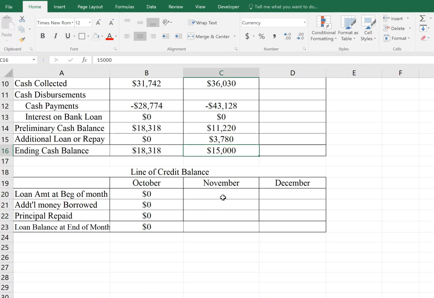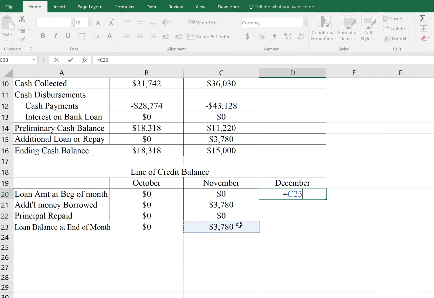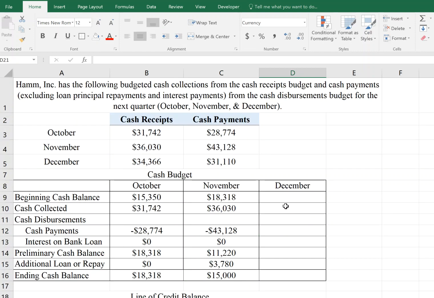So if we scroll down, let's look here. Again, our loan balance at the end of October was zero, so that will become my beginning balance for November. I just borrowed $3,780. Principal repaid, well, we didn't repay. We're now borrowing, so we'll leave that at zero. So my ending loan balance is now going to be that $3,780, which will become my beginning balance for December. All right, let's start back and finish this off. We'll go to December. My ending loan balance in November becomes my beginning loan balance in December.